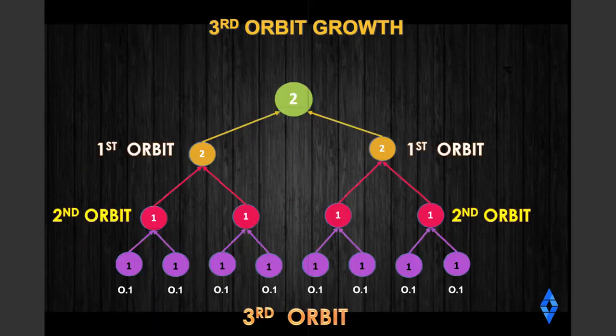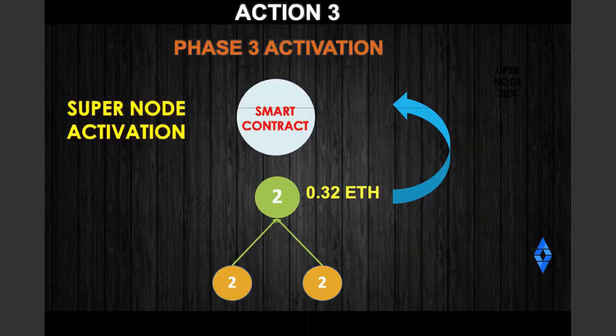Next up is the growth of your third orbit. 8 new nodes will be created in your third orbit. After the creation of these nodes, you will initiate your Phase 3 activation. From the received 0.512 Ethereum, you'll have to return 0.32 Ethereum back to the smart contract for activating Phase 3. Here, you'll get a chance for supernode activation as well, which will be covered in the following slides.